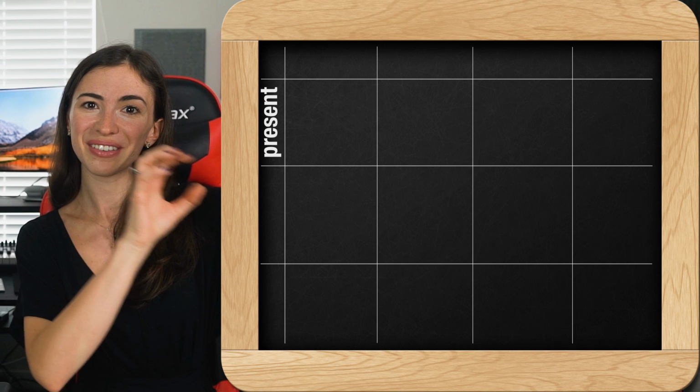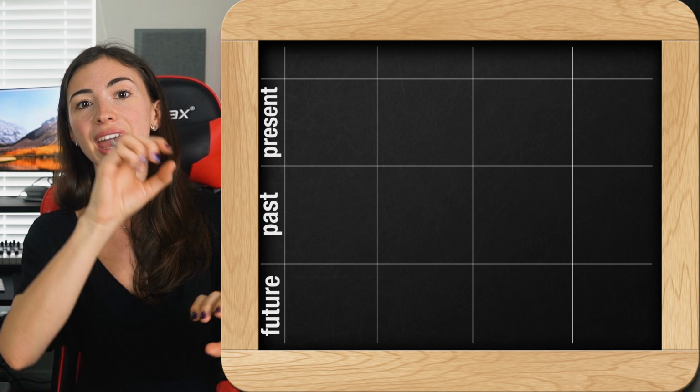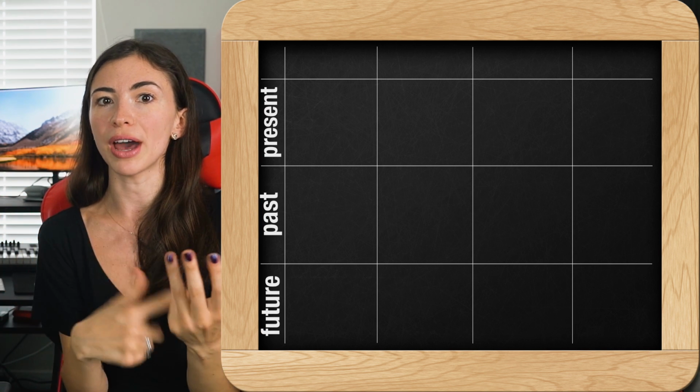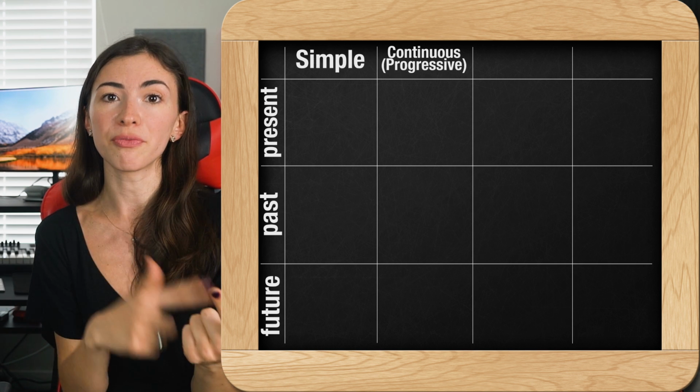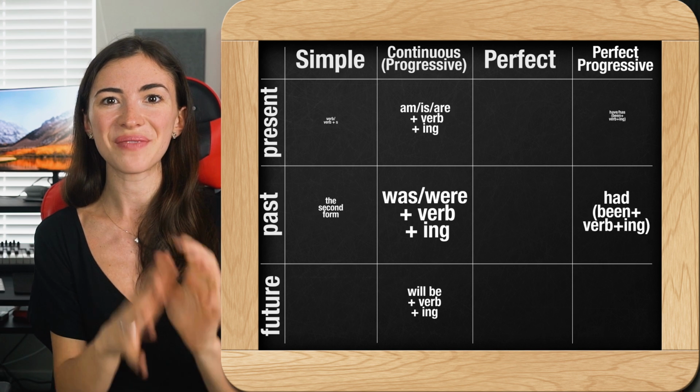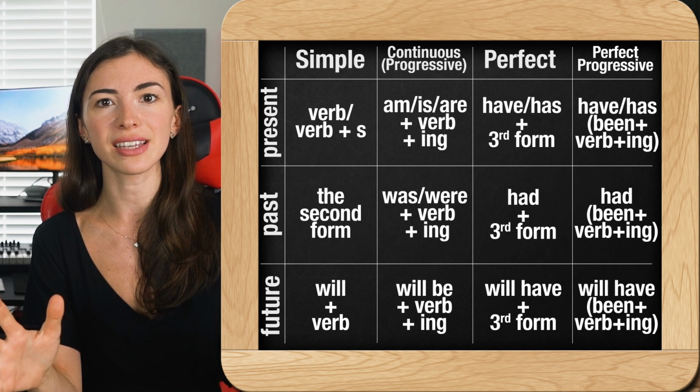A lot of people think that 12 tenses is too much, but if you look at them in a logical way, it's actually really simple because you have present, past, future, and then you have different tenses on top. You have simple, you have continuous or progressive, you have perfect, and you have perfect continuous. But let me start with the simplest tense ever.